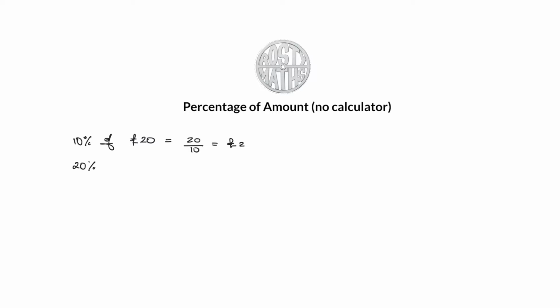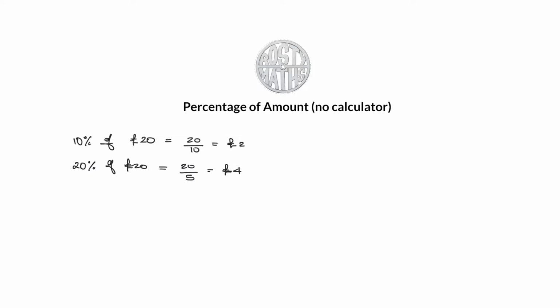Now, I want to go on to some other bits and pieces. Let's talk about 20% of that same £20. Now, to find 20%, I've got a couple of choices. I already know that 20% means divide by 5. But also, I know that I can just find 10% and double it. Let's do both methods just to show you how quick and easy this is. So, 20% means take the 20 and divide by 5. Again, make sure you watch that video because that's where you're going to know why I said we're dividing by 5. So, 20 divided by 5, that's £4.